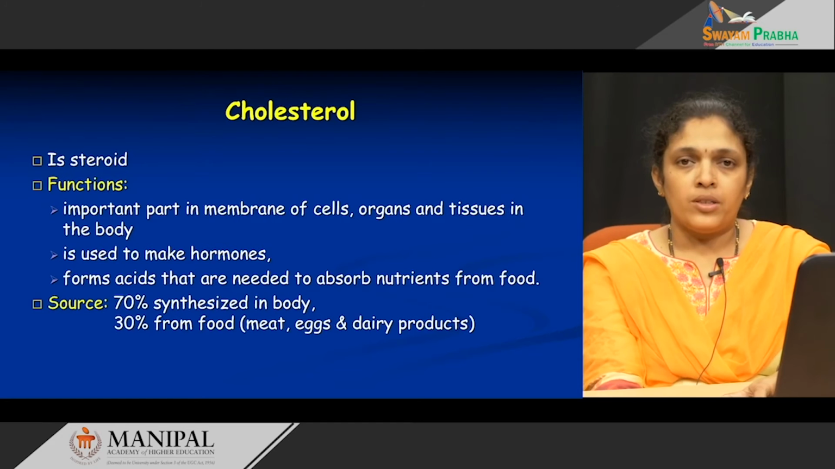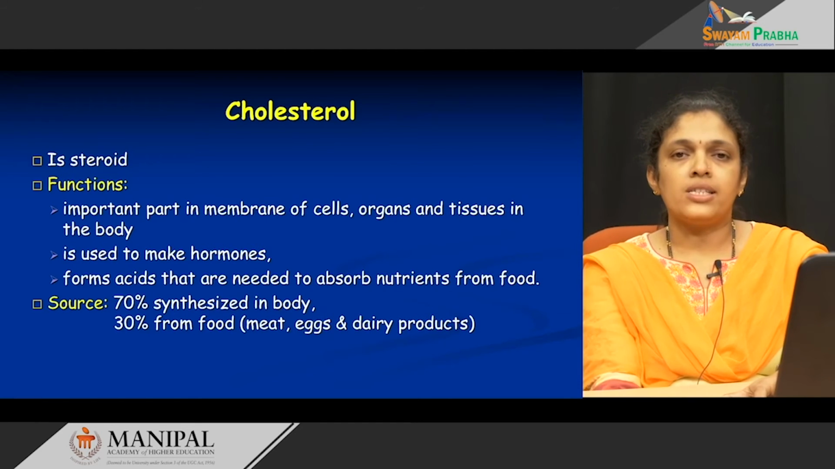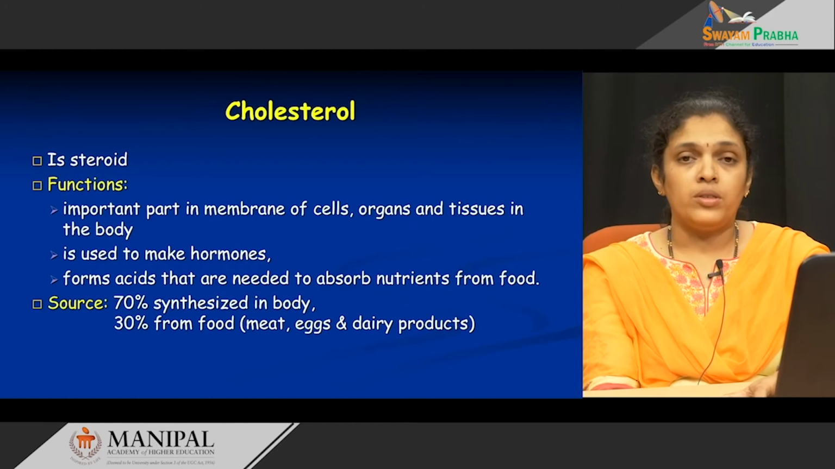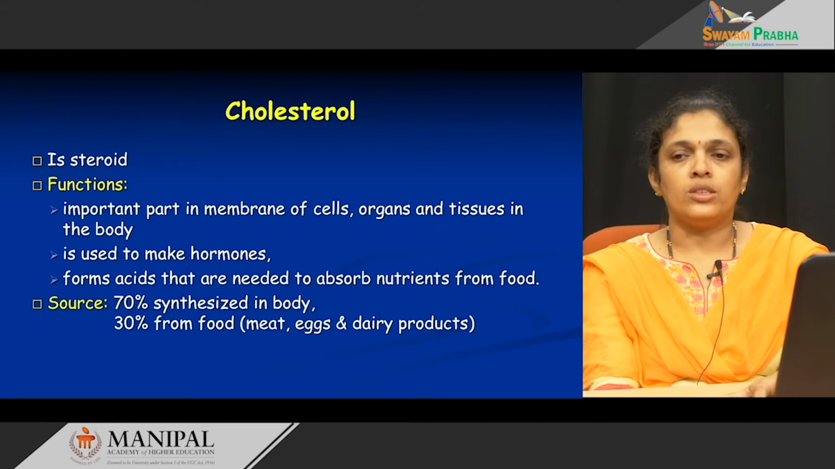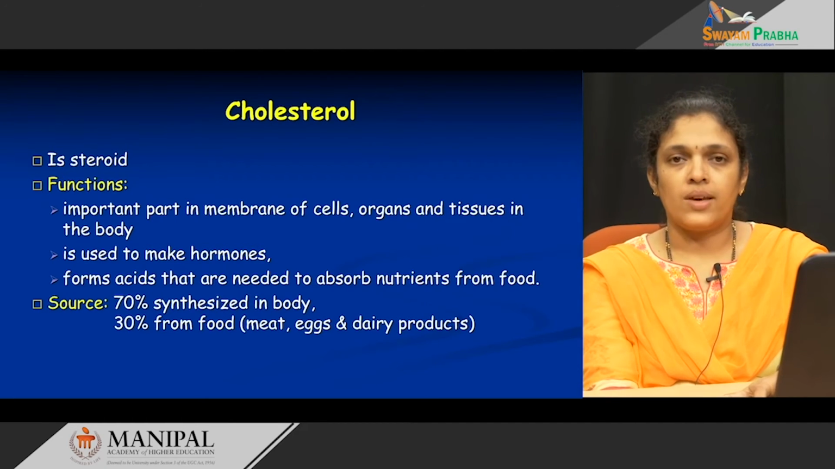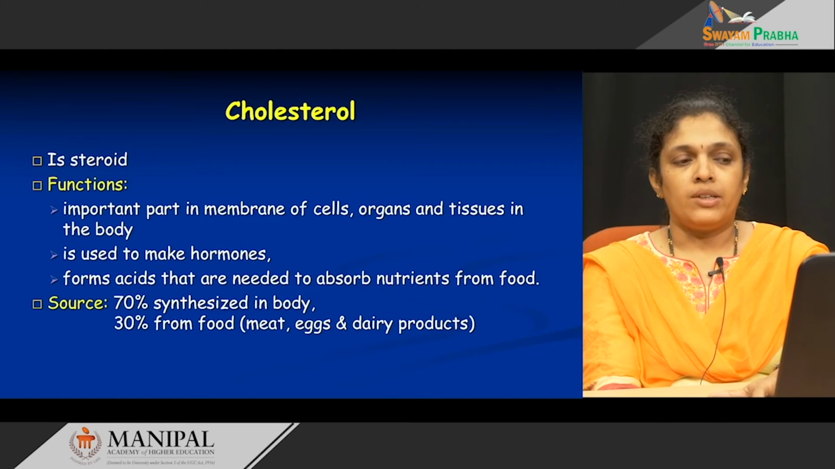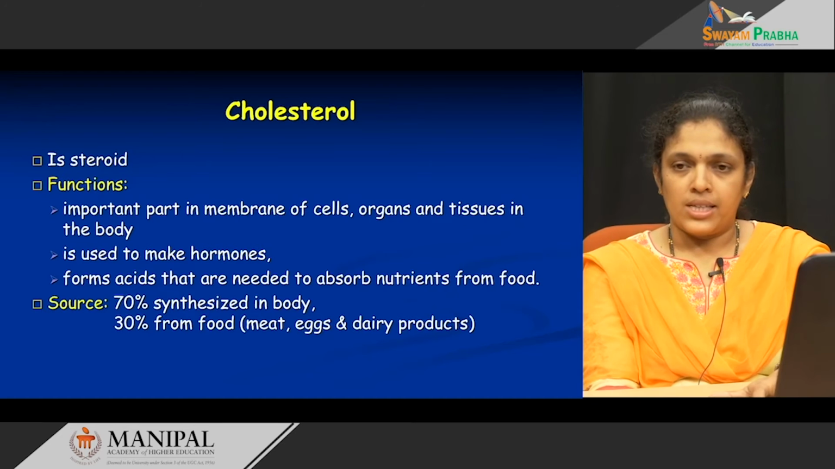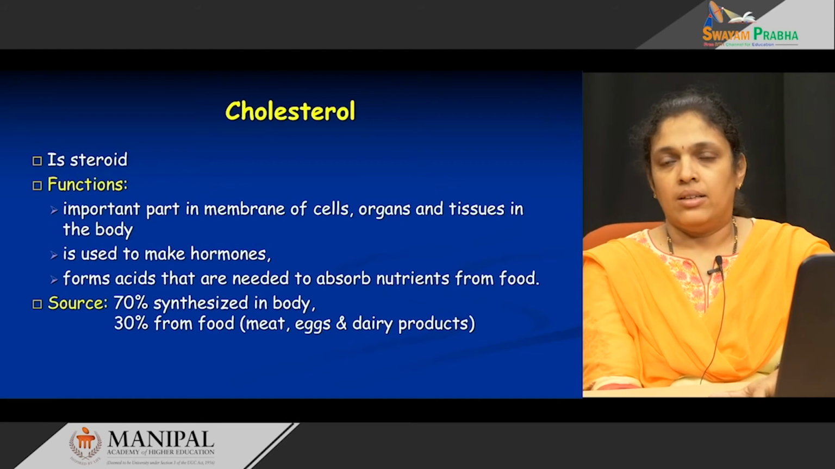Now, the rest 70% is produced in the body itself. Our body has the capacity to produce cholesterol, and that is what happens during the de novo synthesis of cholesterol. So, we have various precursors by which we are able to synthesize cholesterol. Now, that accounts for 70%. So, totally 70 plus 30 becomes 100%. 70% is from our body itself and 30% from what we eat.